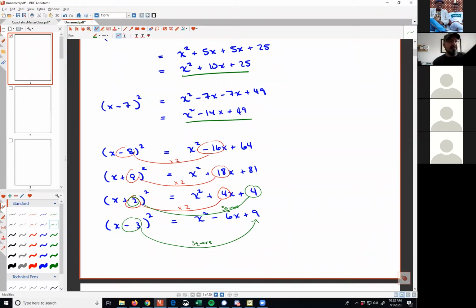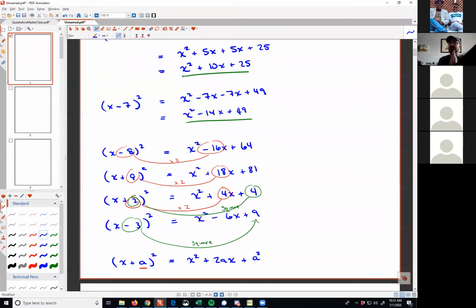Yeah, we always have x squared. If we were to do this generally and say x plus a squared, we're always going to have x squared, and then whatever that constant term is, a, we're going to have 2 of it multiplied by x, because we're going to have an a times x and an x times a term. And then finally at the end, we're going to have a squared.